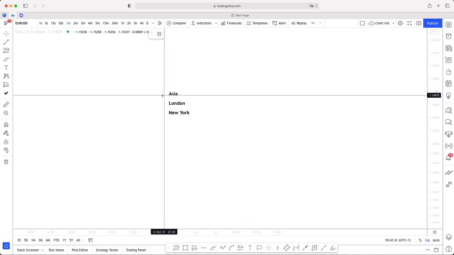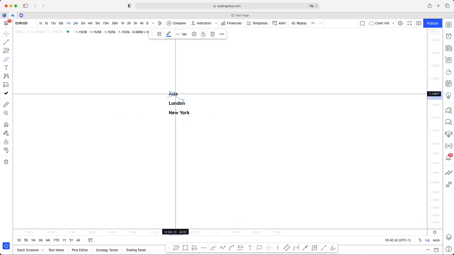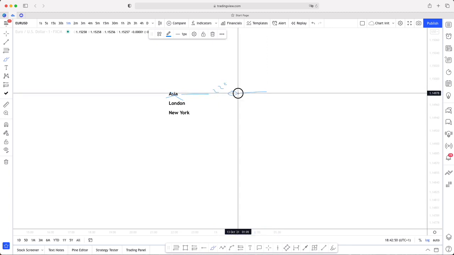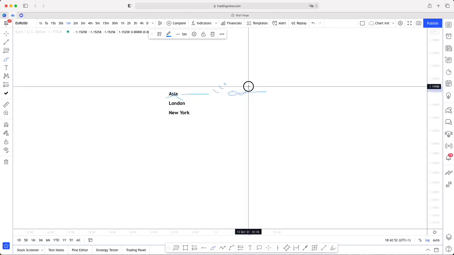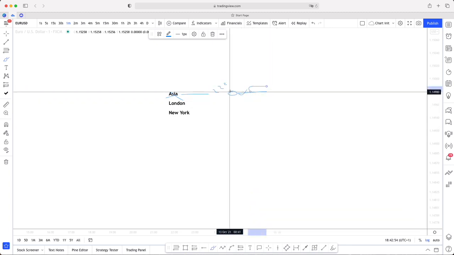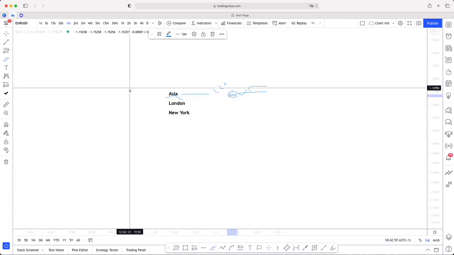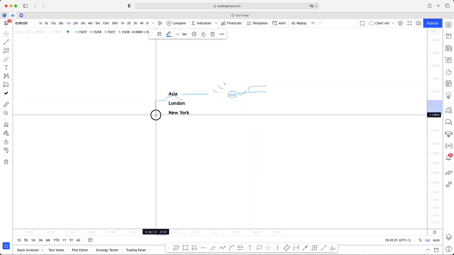Okay, for me, Asia's the write-off purely because I'm sleeping. So you know what? I'll do Z, Z, Z. I'll probably draw me. I don't know what position. Actually, to be fair, I sleep in a weird position like that. There we go. So that's me sleeping. So I don't trade that session. So we got London and New York.